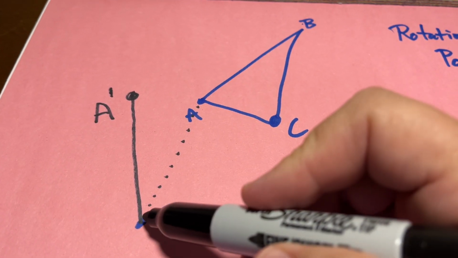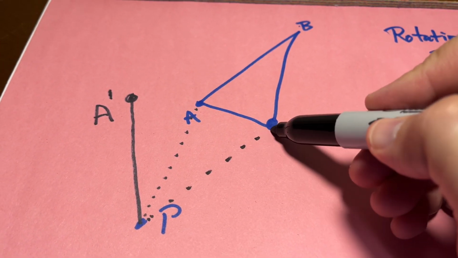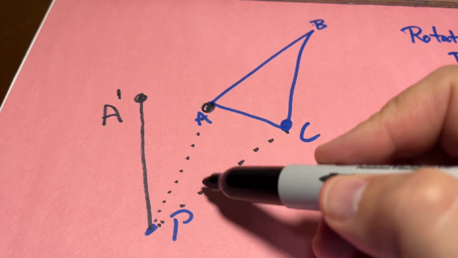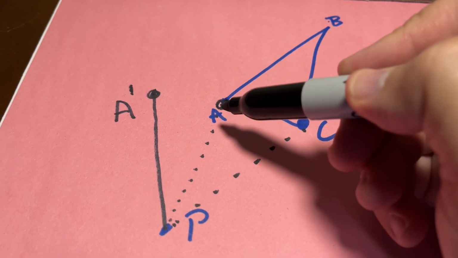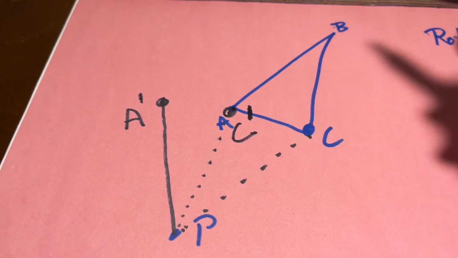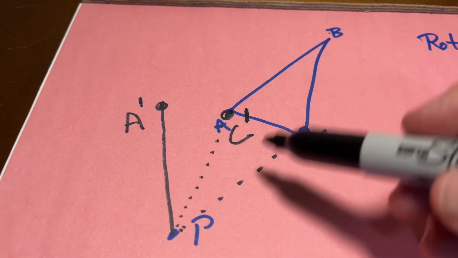And then I'm going to do the same thing for C. So think about C being here. Well, 30 degrees would put it about right there, because this is about 30 degrees there, and I'm rotating that point about 30 degrees. So this point is actually going to be C prime, if you will.